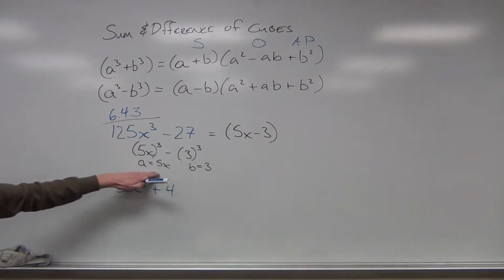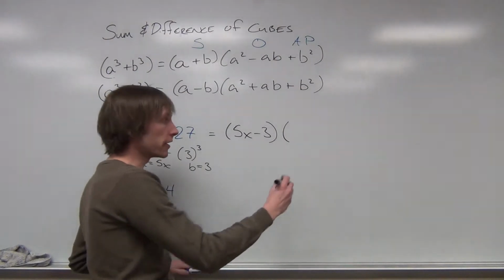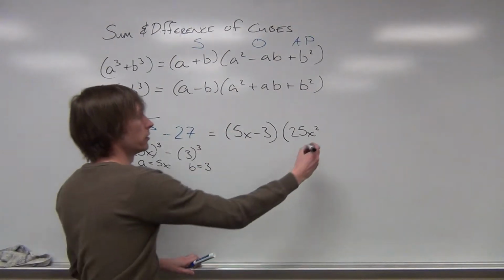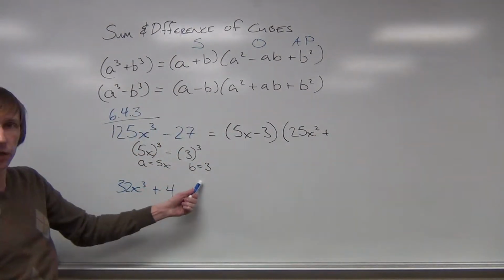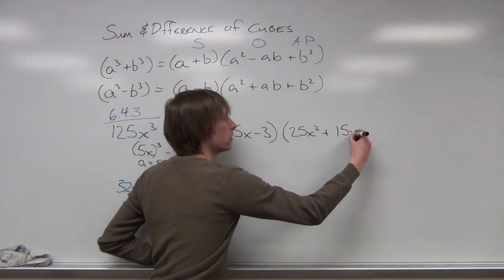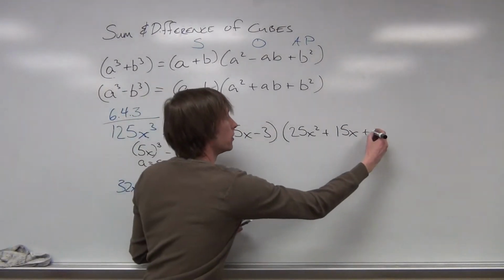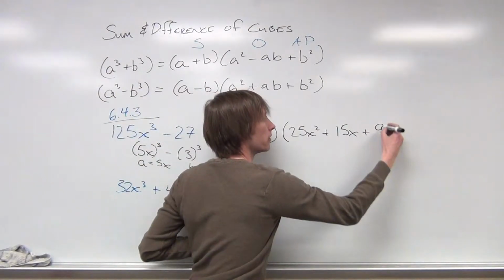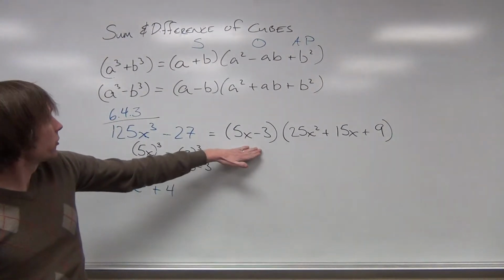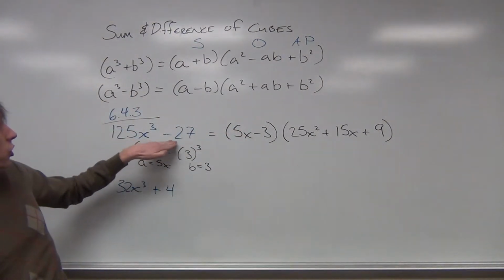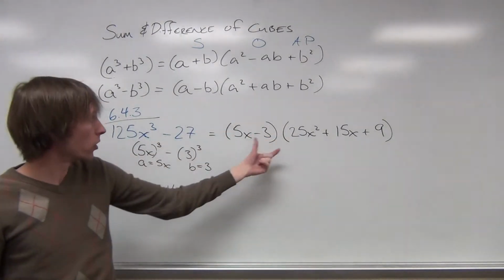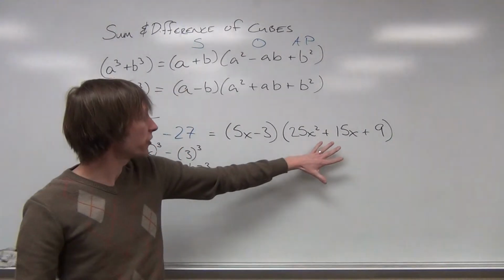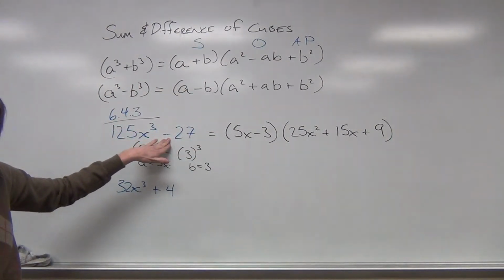Next, I'm going to take A squared, 5x times 5x, plus A times B, 5x times 3, plus B squared, 3 times 3. So this is 125x cubed minus 27 in its factored form, okay? 5x minus 3 times 25x squared plus 15x plus 9. This is the way that we factor a difference of cubes.